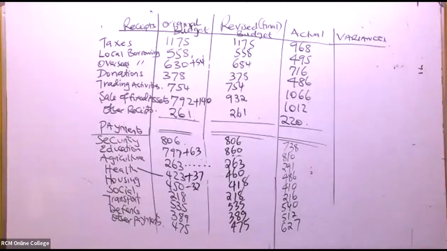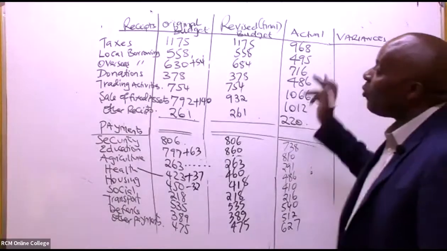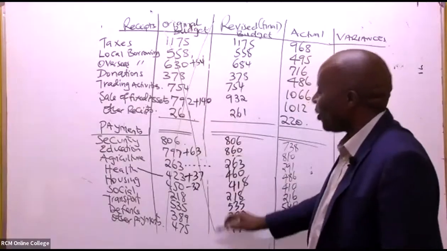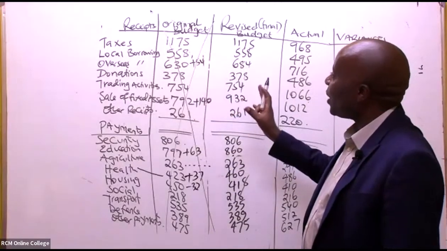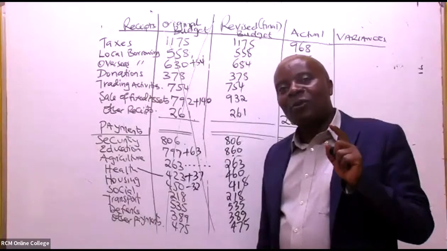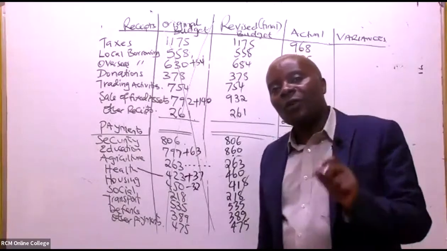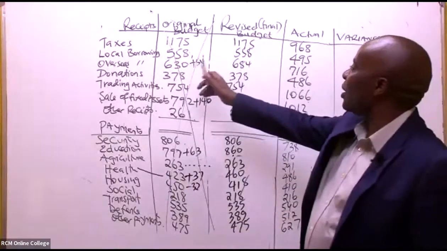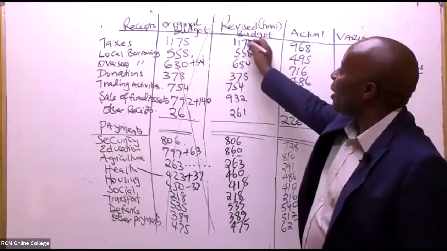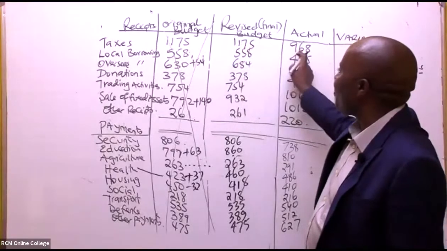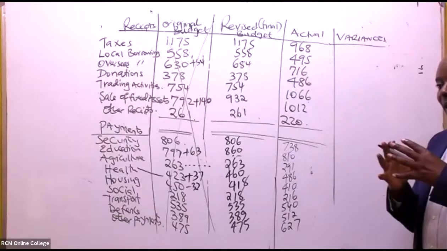Great. Then let's now look at the variances, the deviations. When you are computing variances, we disregard this, but of course don't put a big wrong. It's for our learning purposes. For variances, we are comparing the final budget vis-a-vis the actual. Anytime they want us to compute variances, we compare the final budget vis-a-vis the actual. We start with the first one, taxes. We had set to collect 1175, but we collected 968. Could you kindly give me the difference between 1175 minus 968? Variance means subtract.